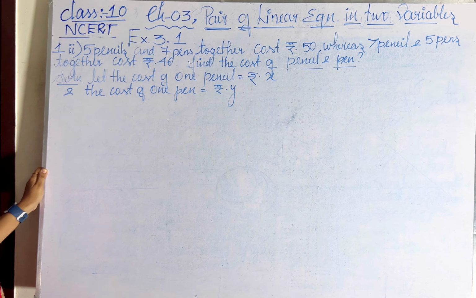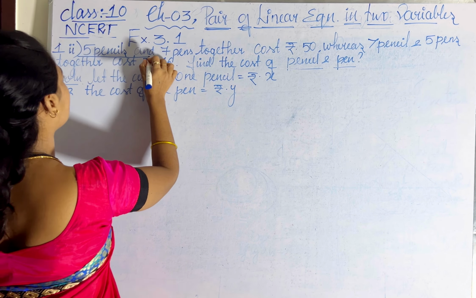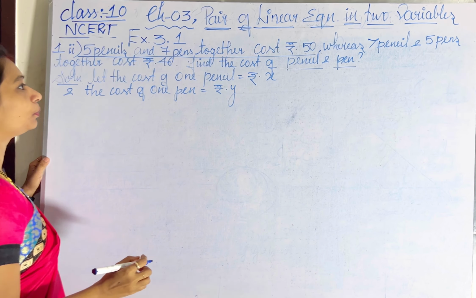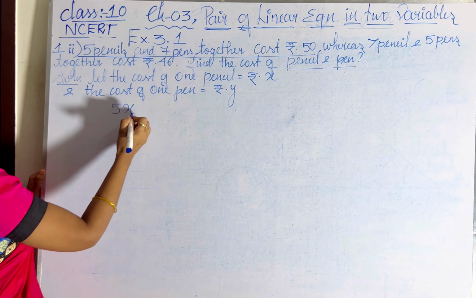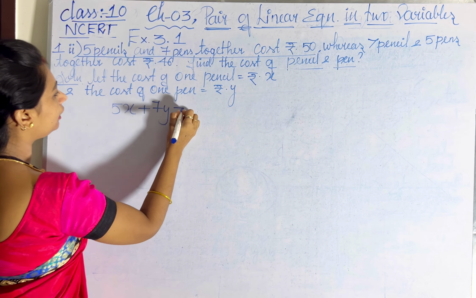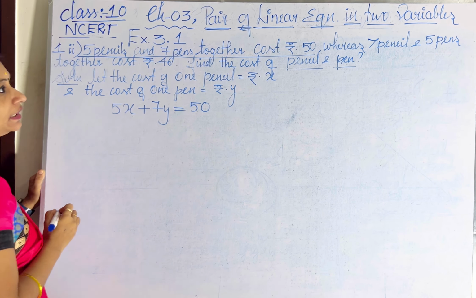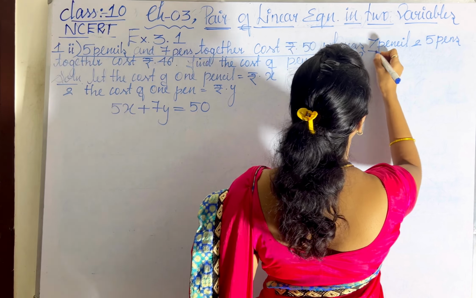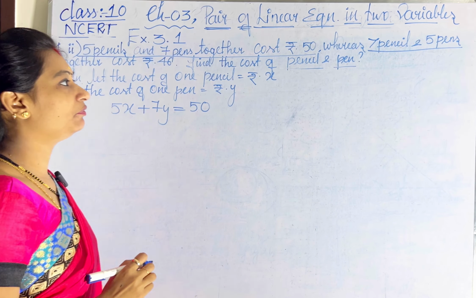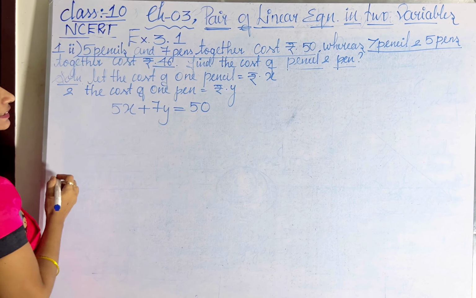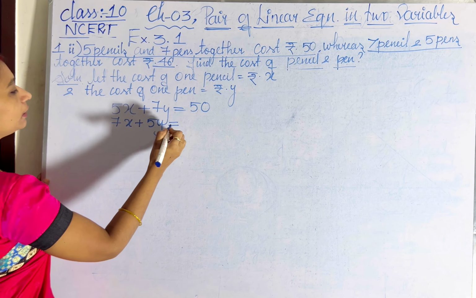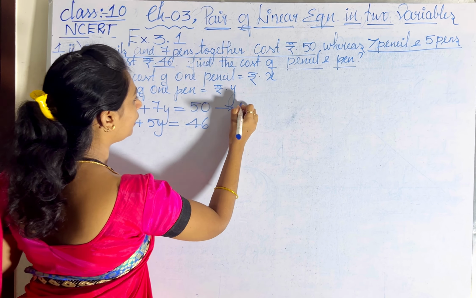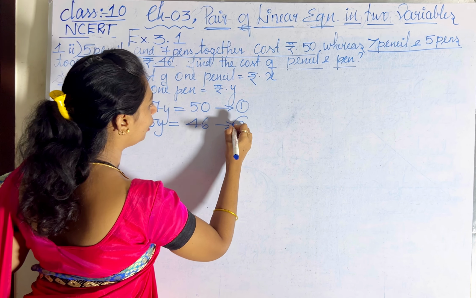So from the statement we need to frame a linear equation in two variables. The first statement: 5 pencils and 7 pens together cost rupees 50. So you can frame 5x plus 7y equal to the total amount, 50 rupees. The second equation is about 7 pencils and 5 pens together costing 46. So 7x plus 5y equal to 46. So this is a pair of linear equations in two variables.